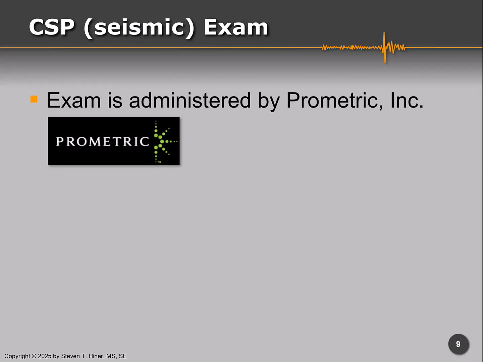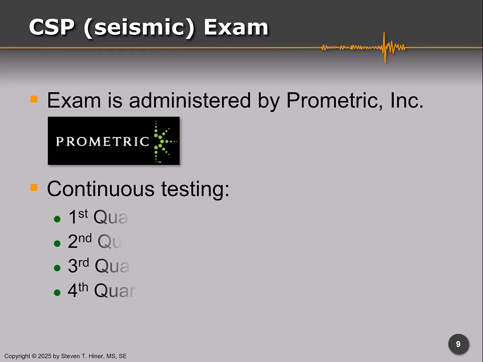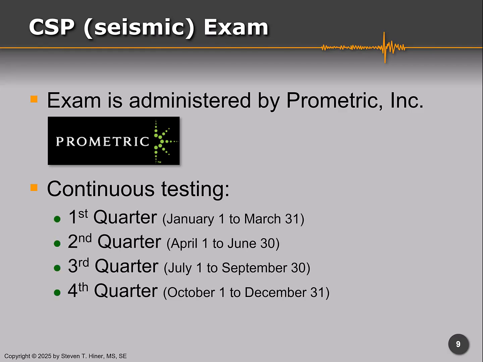The CSP Seismic exam, as well as the surveying exam, is administered by Prometric, Inc. They have continuous testing, so theoretically you could take the exam every quarter of the year. You obviously don't want to be doing that. You want to take it and pass it, maybe take it twice if you have to.